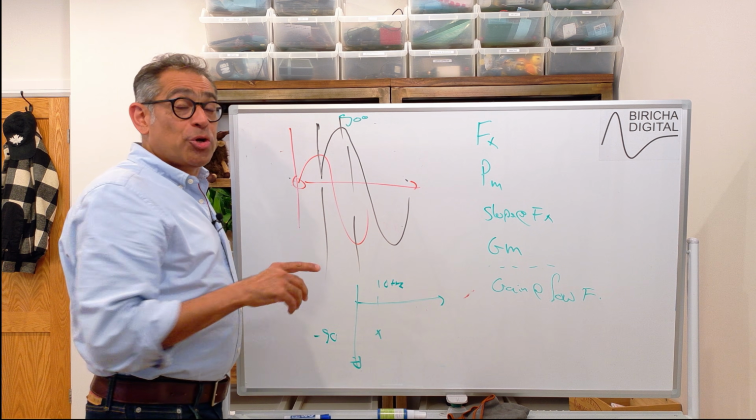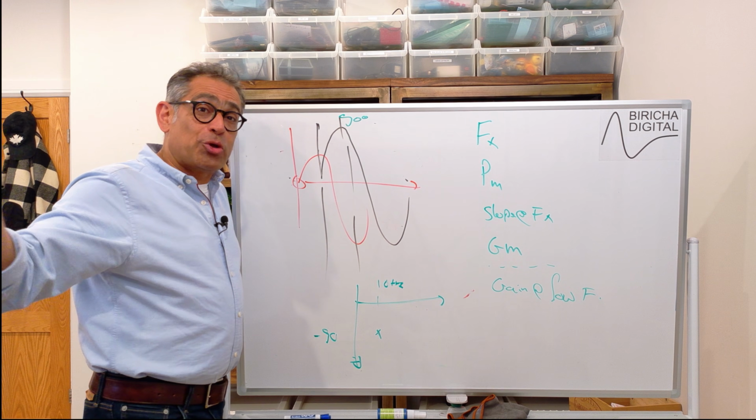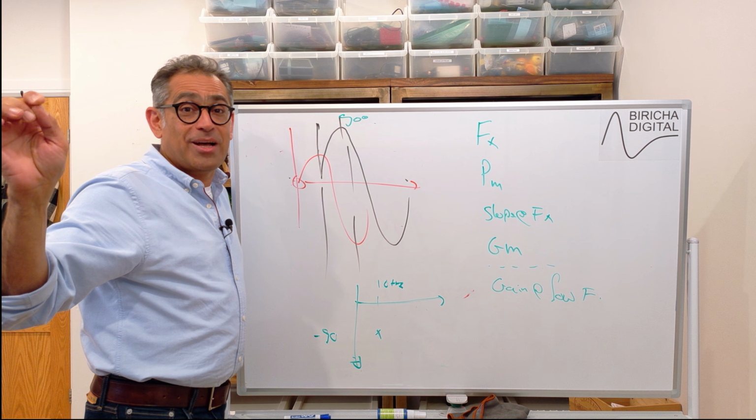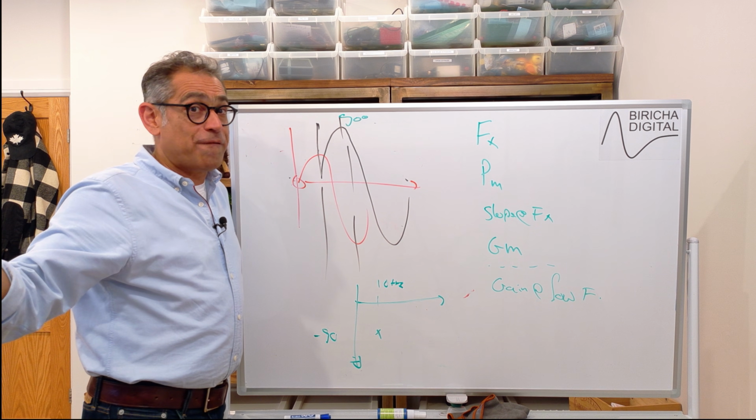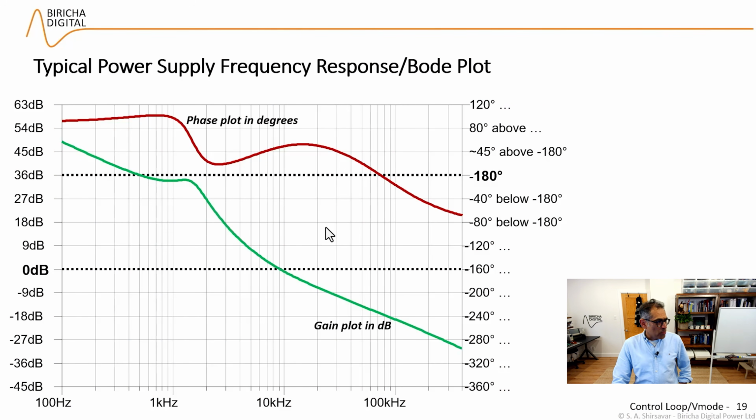So I'm going to show you a real example, and it's probably better shown on the computer. So we're going to go on the computer and we're going to assess the stability of a control loop of a power supply. Okay. So here we are looking at the Bode plot of a real power supply. The green trace is my gain plot. The red trace is my phase plot. And as I mentioned earlier, the computer is providing this for you, or you're measuring it. You just need to know what to look at in order to assess the stability.